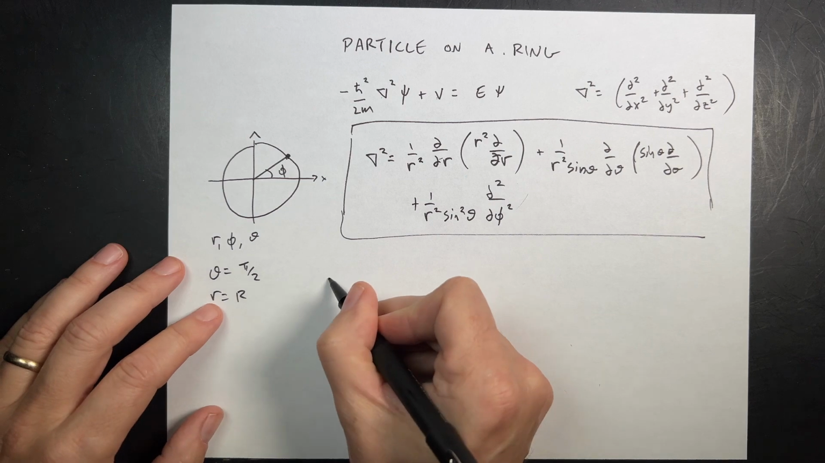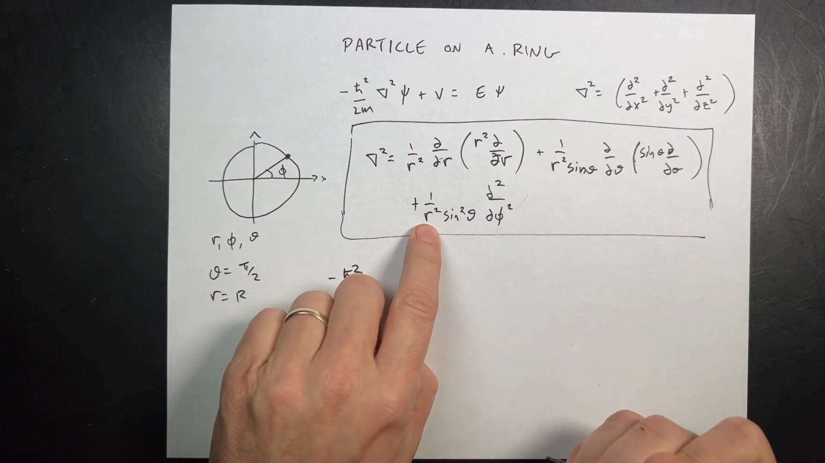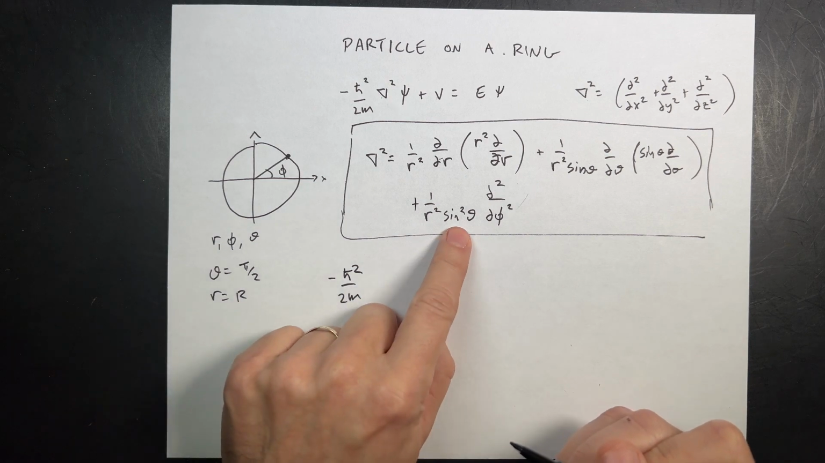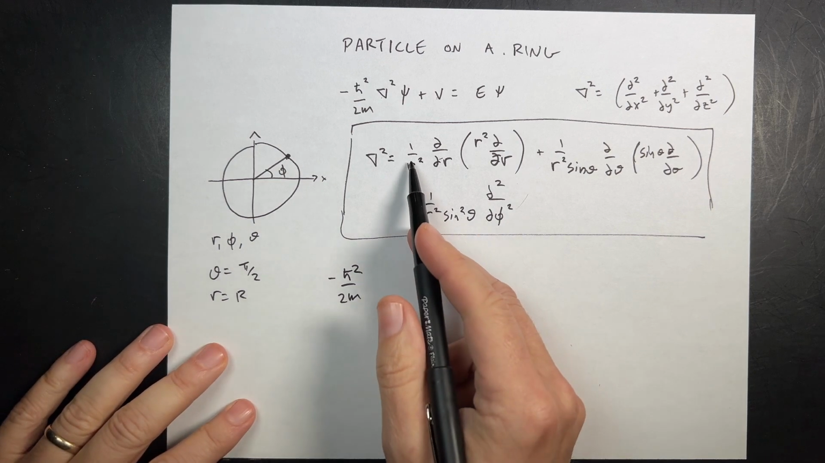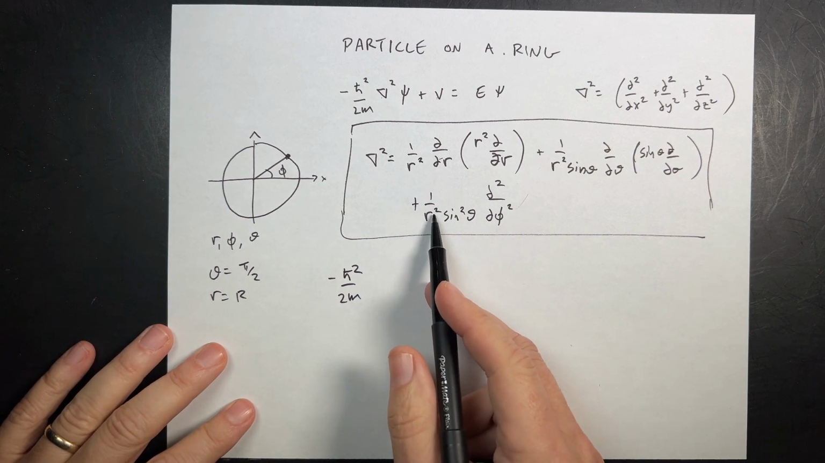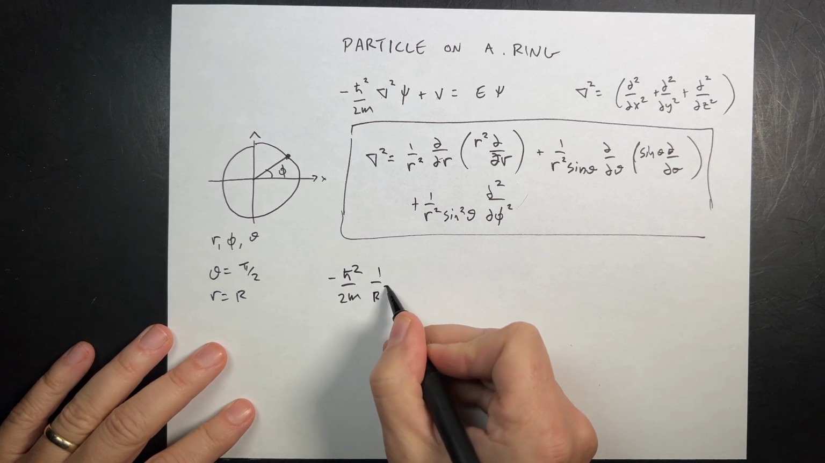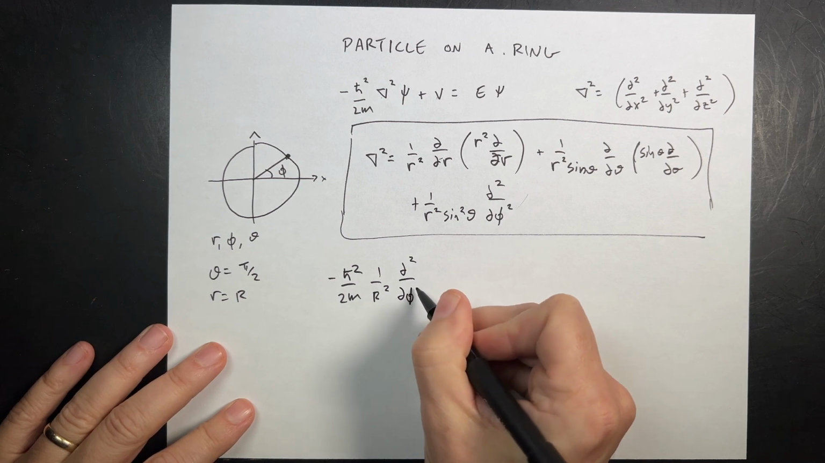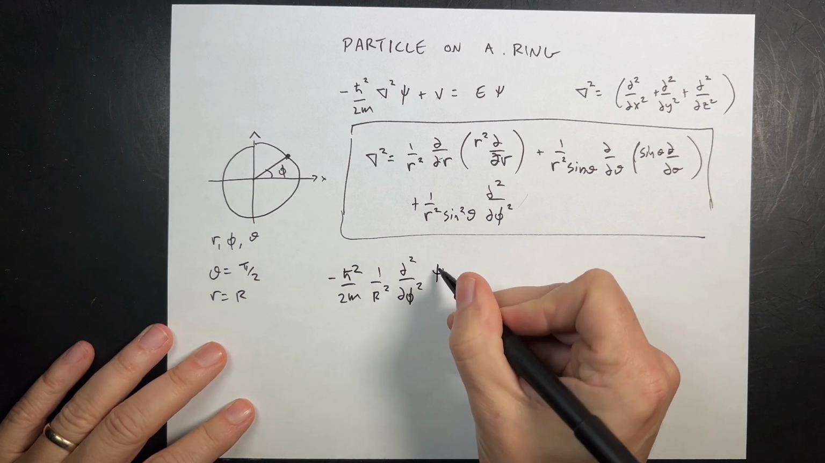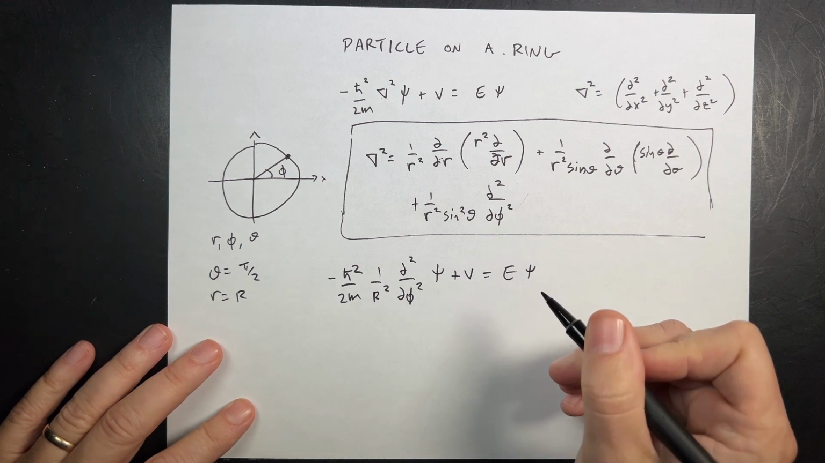So I get negative h bar squared over 2m. Also, I can put in capital R for r, and I can put in pi over 2 for theta, and the sine of pi over 2 is 1. So I get negative h bar squared over 2m, 1 over r squared, and this just becomes the second partial with respect to phi, times the wave function psi, plus V equals E psi.